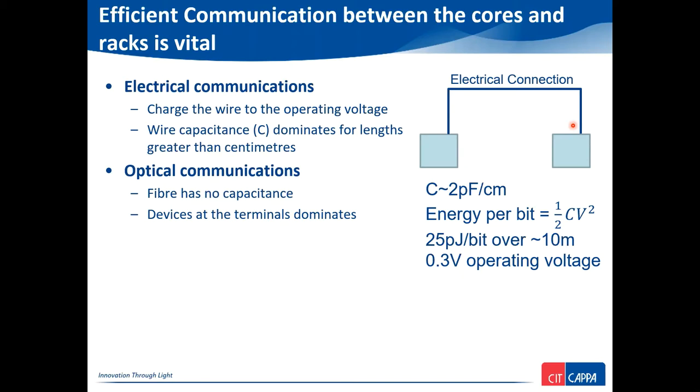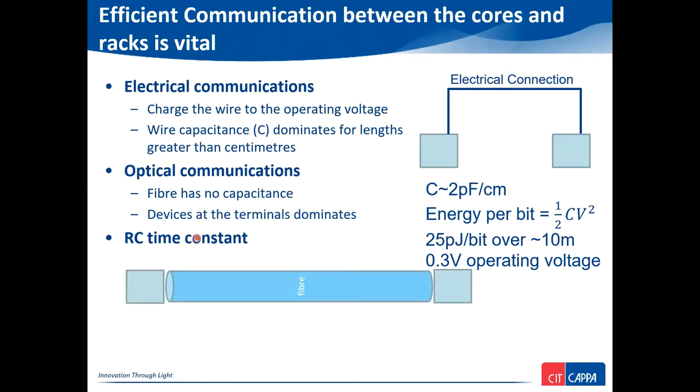With optical fibers, basically the bit in between the devices comes for free. The fiber itself has no capacitance, and it is the capacitance of the device at the terminals that dominates. This has impacts both on the speed, which is given by the RC time constant, and the power consumption, which is given by half CV squared. So the capacitance will come in two places: on the energy per bit and on the RC time constant. So we see a similar little sketch.